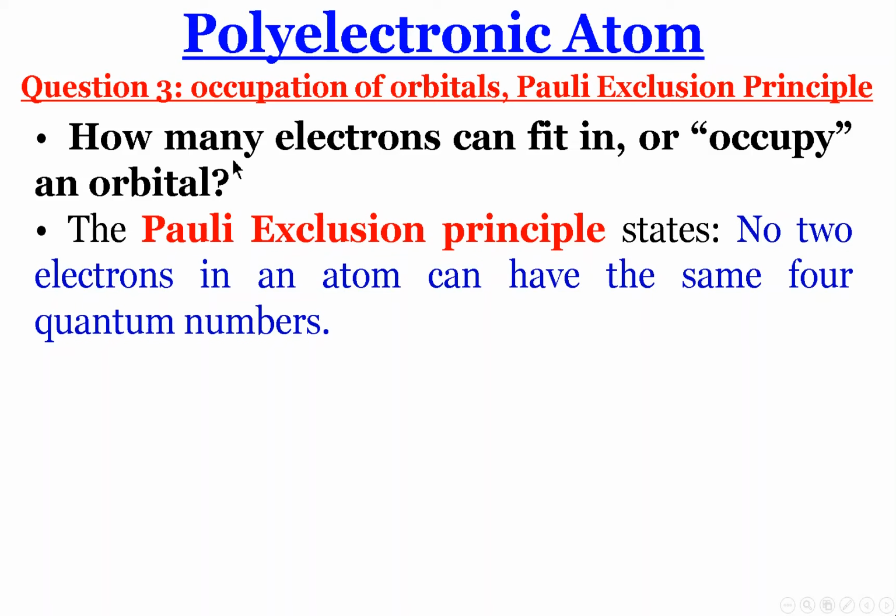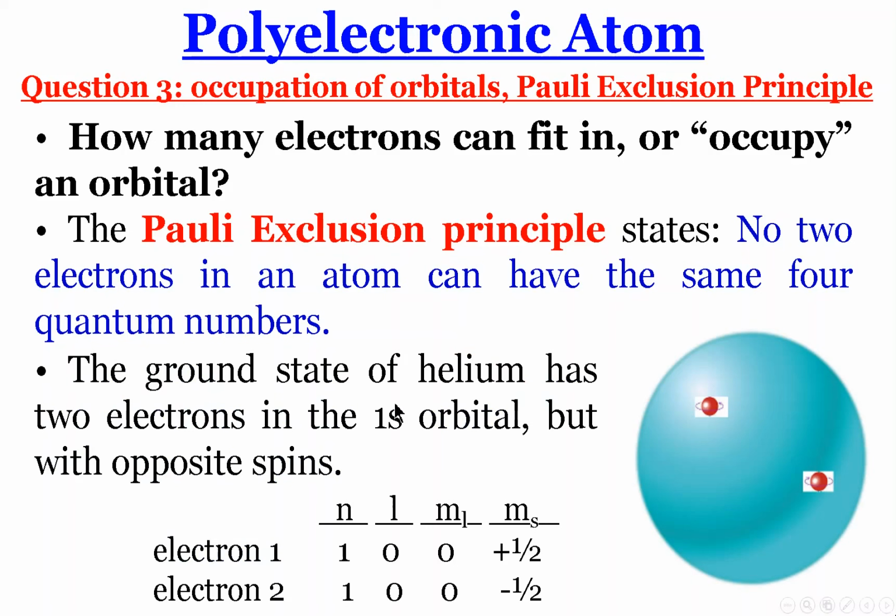So this is the same case in the polyelectronic system: s 2 electrons, p 6 electrons, d 10 electrons, and f 14 electrons. The question: why in the polyelectronic system could we not have 2 electrons in the same state? This is the Pauli exclusion principle, which states that no 2 electrons in an atom can have the same 4 quantum numbers. We can find 2 electrons with the same n, l, ml, but never the same ms.